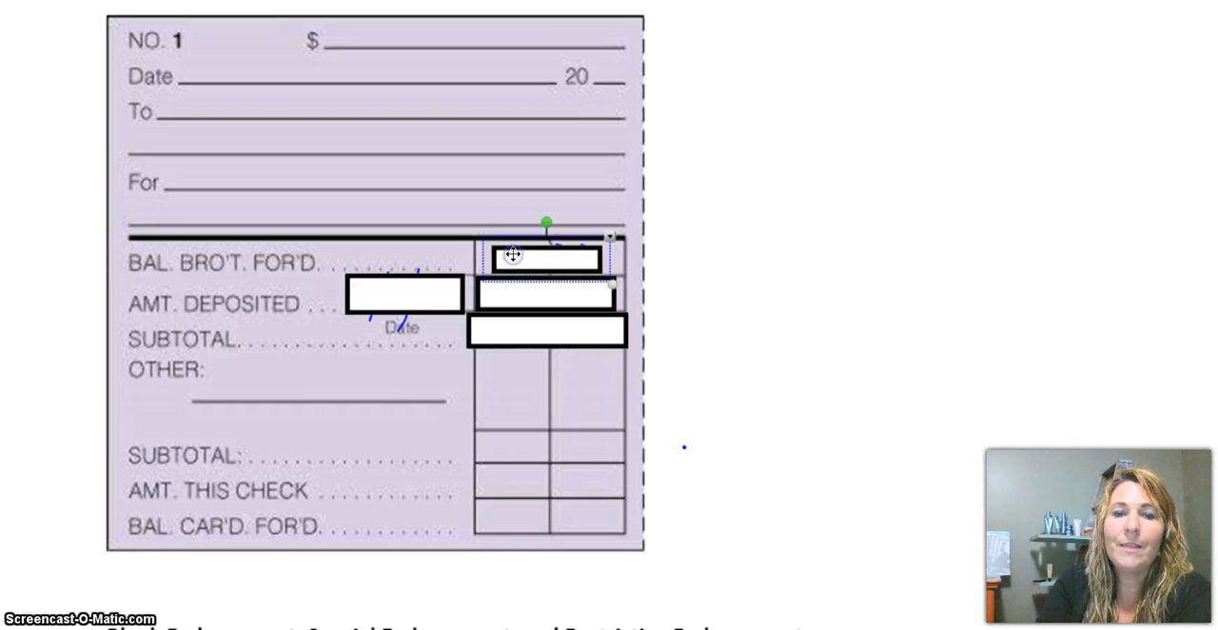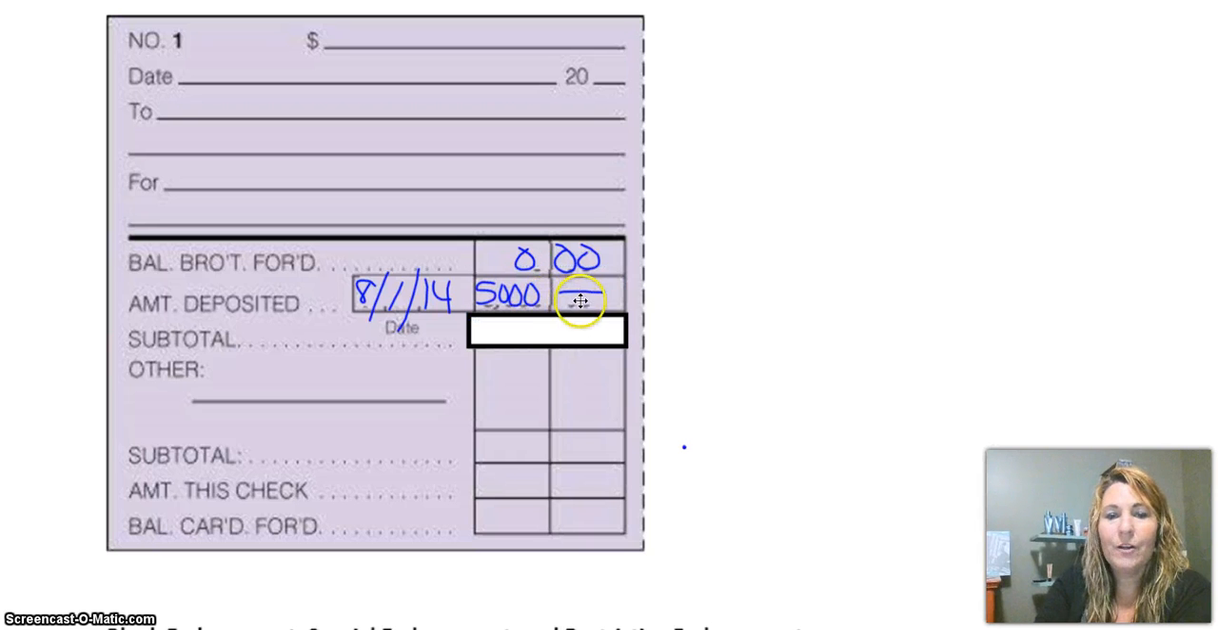So we're going to write the balance brought forward. Because we were opening our checking account for the very first time, we did not have a previous balance, so that was 0. On the amount deposited line, we're going to write the date. For this instance, it is August the 1st, 2014. You can just go ahead and write the numbers here. You don't have to write out the word August. And then the amount of the deposit. Our deposit was for $5,000.